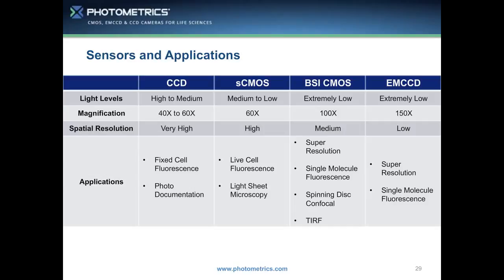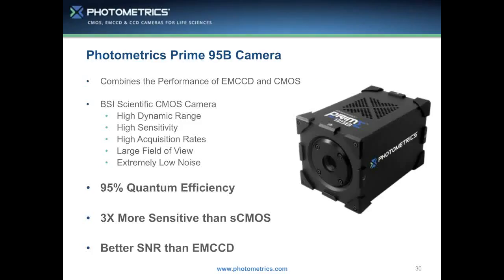And so the reason we're talking about the back-illuminated CMOS is Photometrics has a camera, the Prime 95B, and this camera effectively combines the advantages of EMCCD and CMOS. You get EMCCD levels of sensitivity, you get the dynamic range, noise, and frame rates of CMOS technology, and you're 3 times more sensitive than current existing CMOS cameras, and you're able to get the same level of sensitivity as EMCCD cameras with better signal-to-noise ratio.